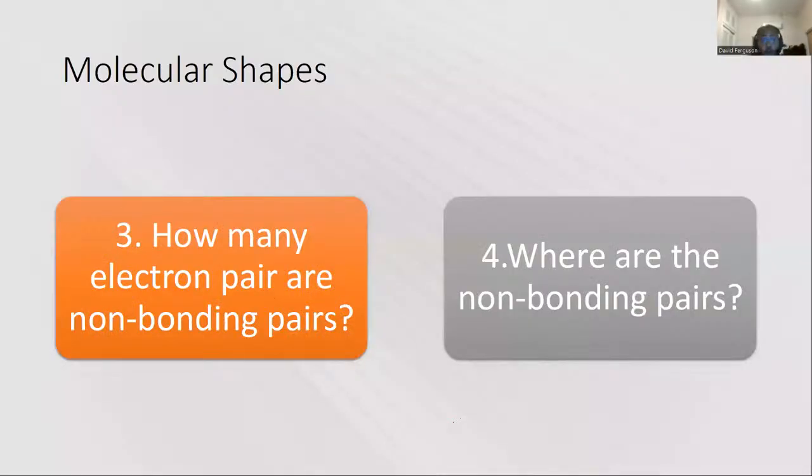So how many electron pairs are non-bonding pairs? Where are the non-bonding pairs? We keep on talking about these non-bonding pairs, so let me show you. Say, for example, we had some molecule. Say we had water. Water has two lone pairs.